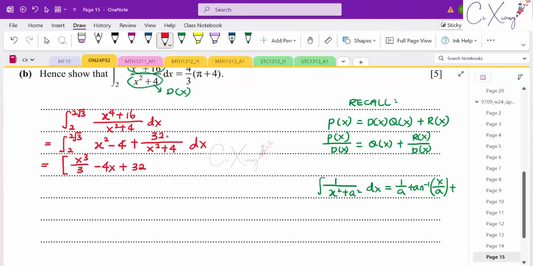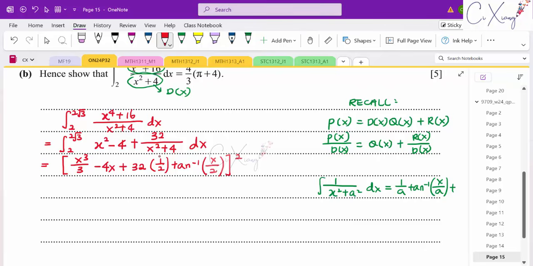Okay, so I'm having 1 over x squared plus 2 squared. So my a here is basically the 2. Okay, 4 is 2 squared, right? So a is 2. So integrating 1 over x squared plus 2 squared, I will have 1 over 2. This is 1 over a. Then tangent inverse x over a, which is x over 2.